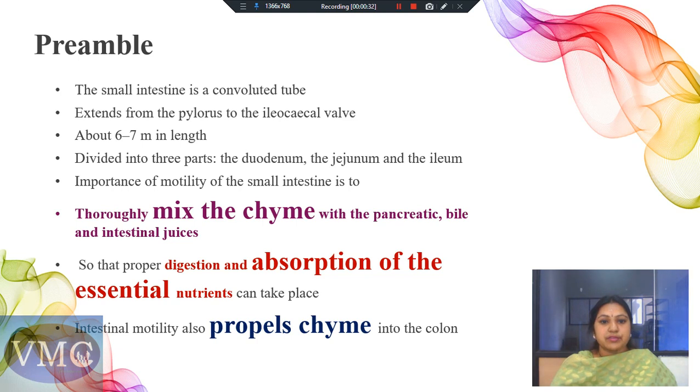The importance of the motility of the small intestine is that it thoroughly mixes the chyme with the pancreatic, bile, and intestinal juices. This lays a base for the proper digestion and absorption of the essential nutrients. Also, this motility propels the food or the chyme into the next part of your GIT tract, that is your colon.